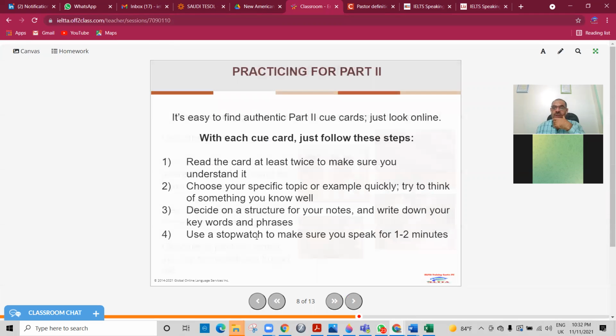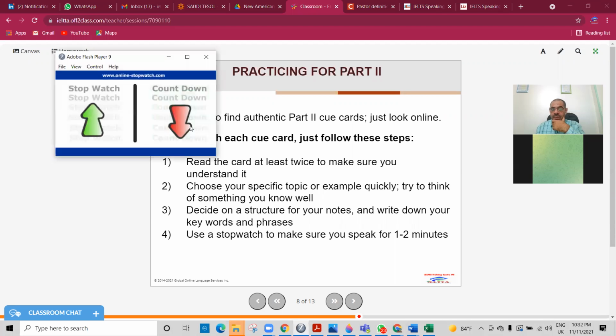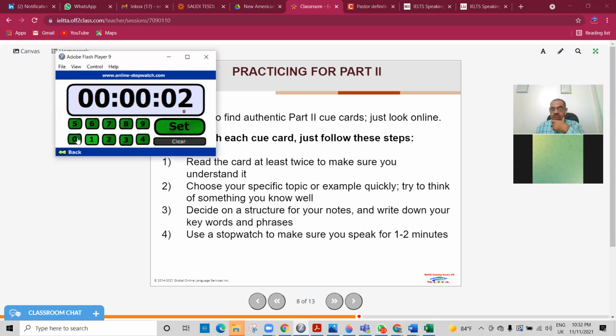In order to practice in a realistic way, you have to read the card at least twice to make sure you understand it. Choose your specific topic quickly and try to think of something you know well. Decide on the structure of your notes and write your own keywords and phrases. Use a stopwatch. You can use a stopwatch like this one. So you set it to 2 minutes and you can stop.